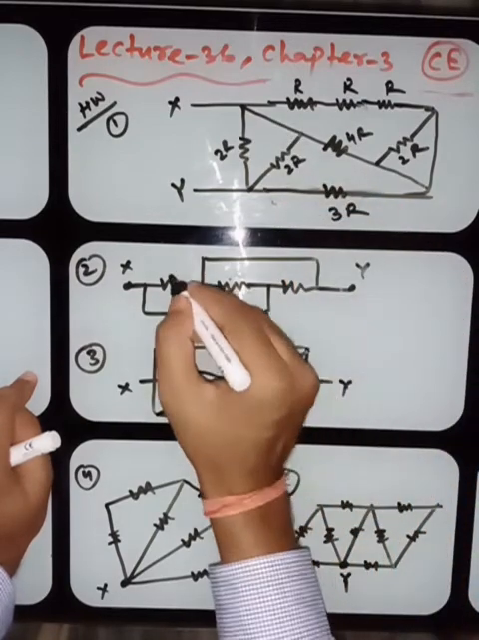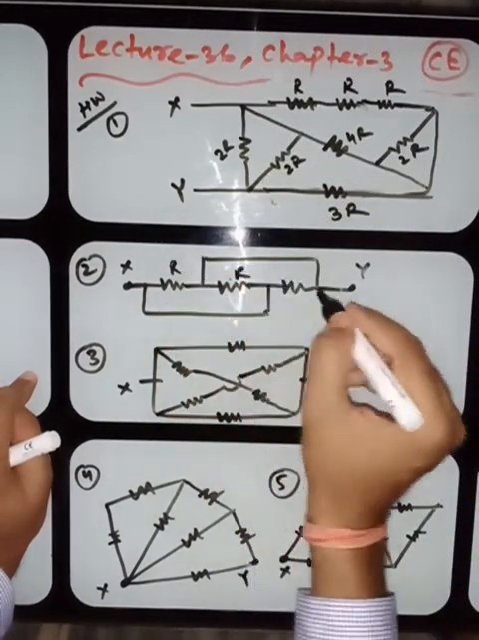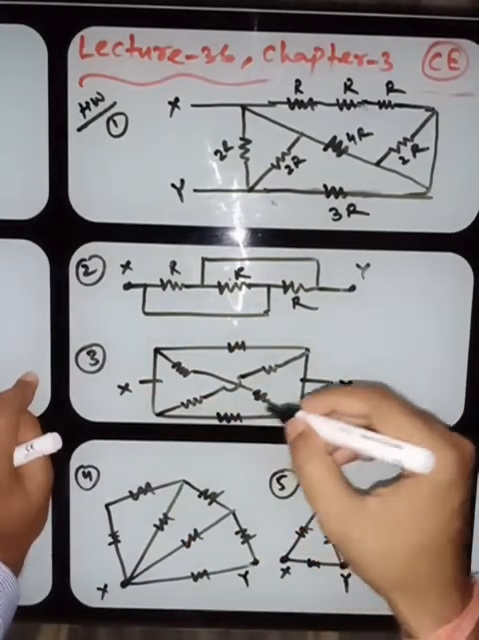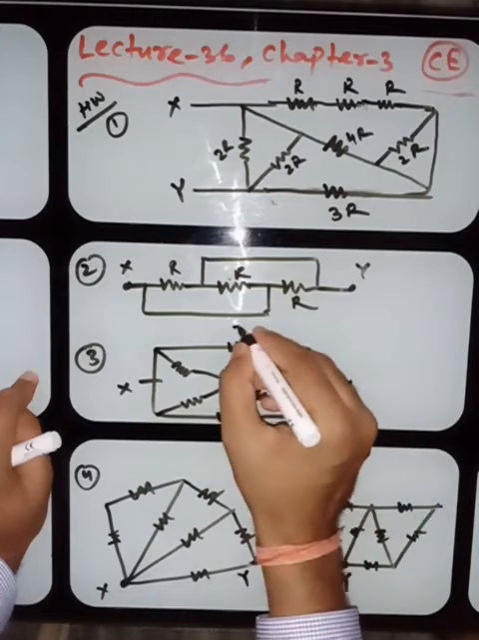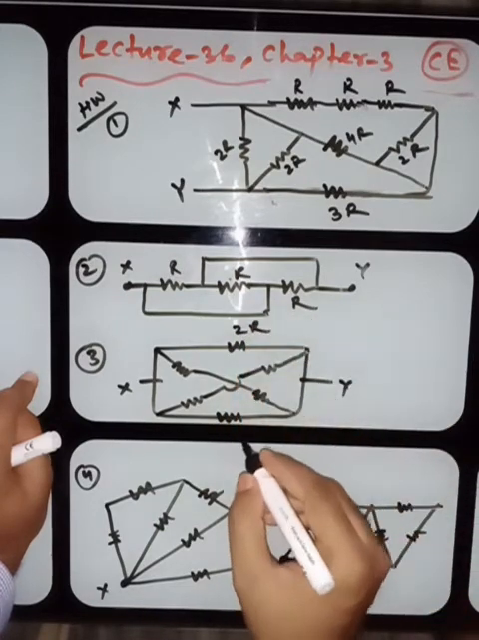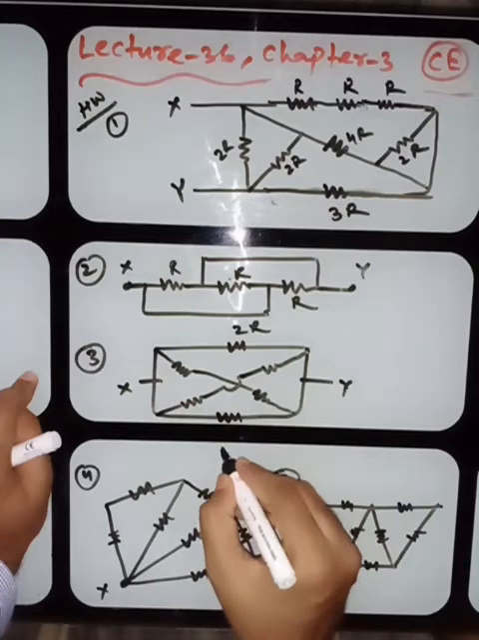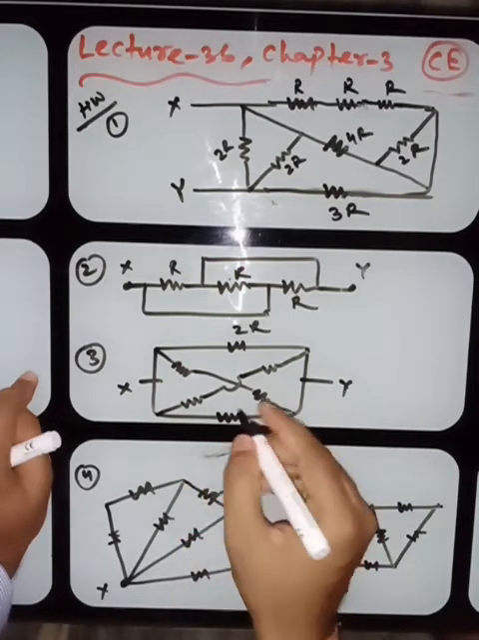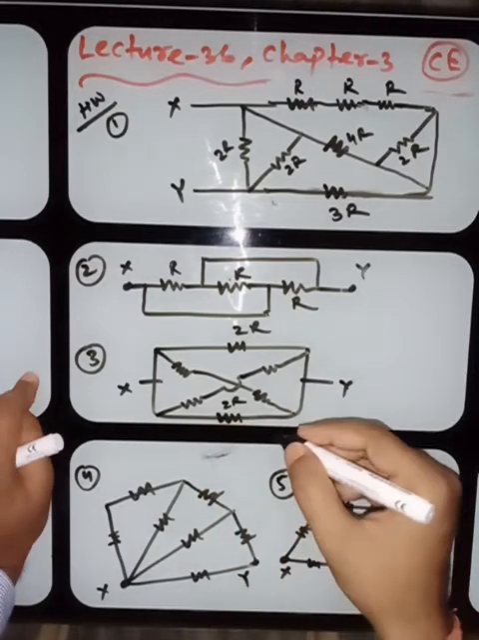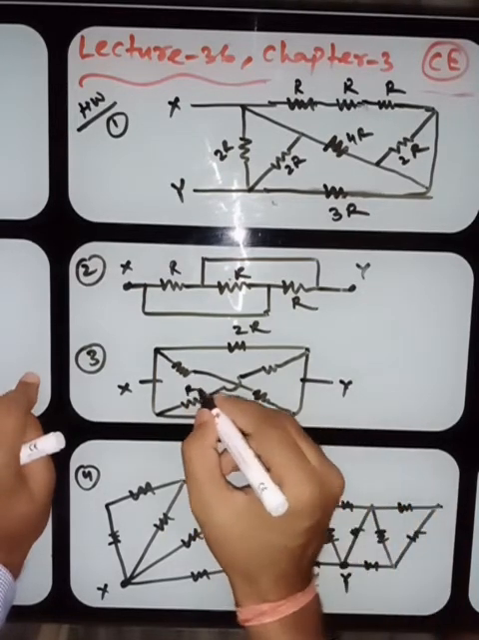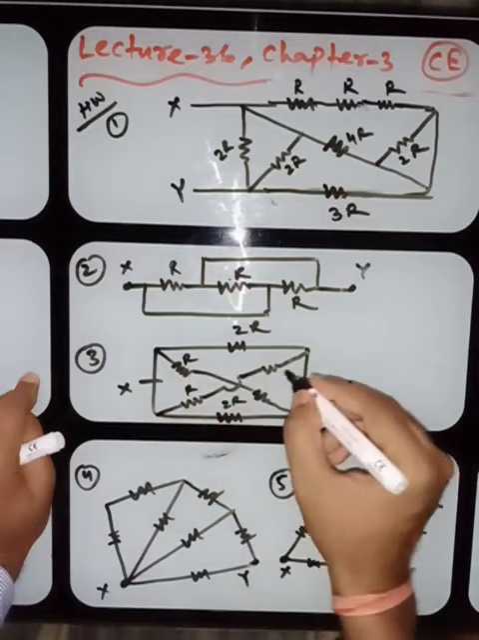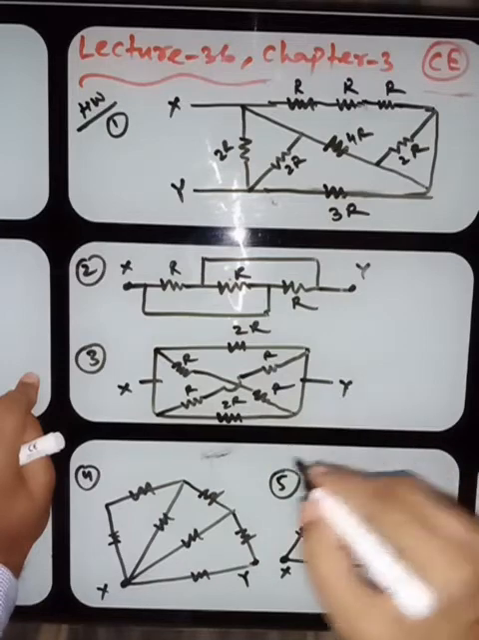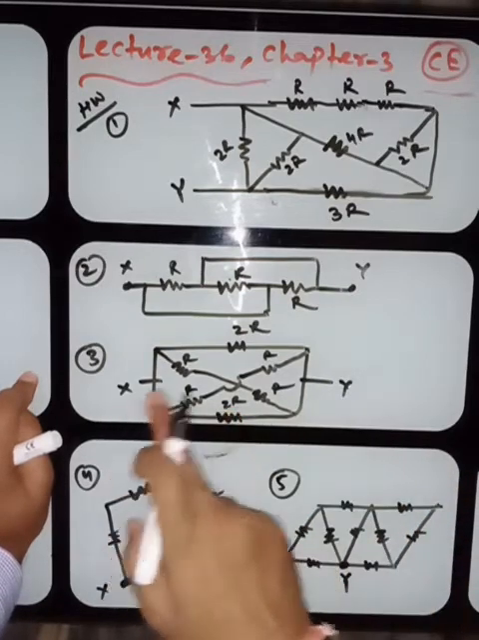Okay, now this one R. You have to find equivalent resistance between X and Y. Now this one, it is 2R. It is also 2R. Here this is 2R. Okay, suppose it is R. This is also R. This is R, and this is also R. You have to find the equivalent resistance between X and Y.